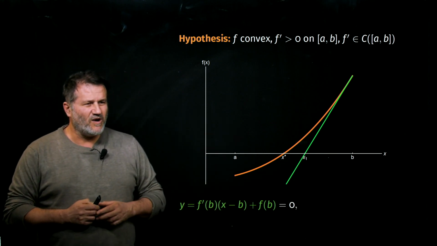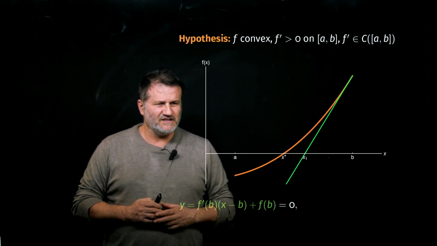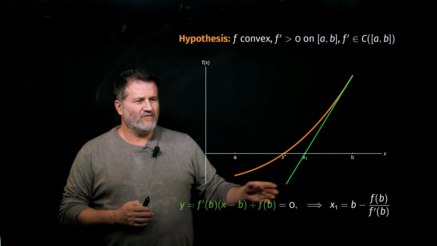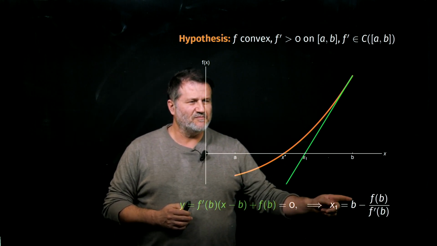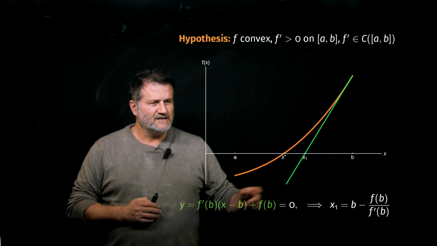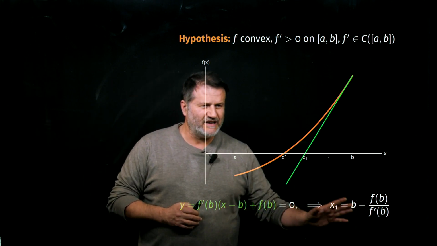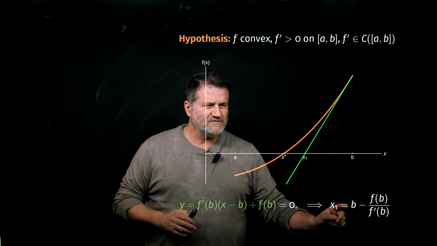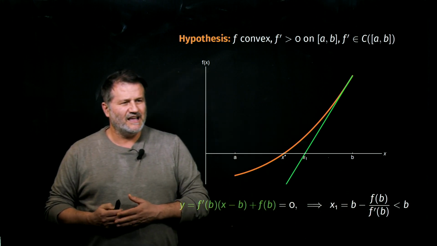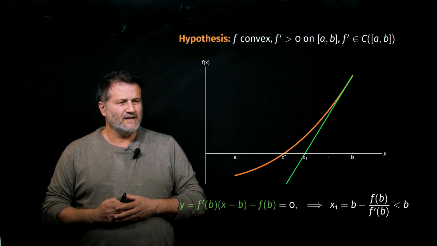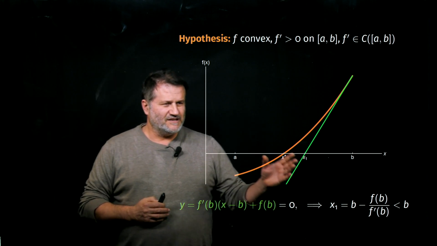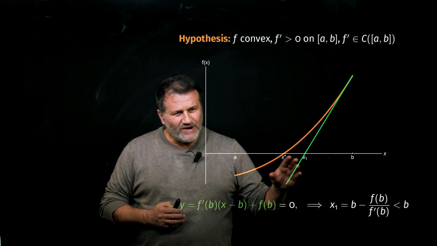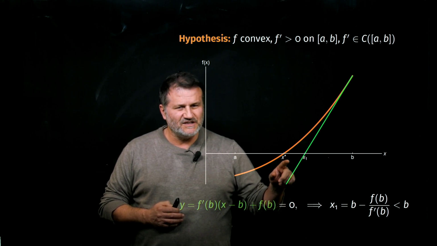Now, this point x1 can be determined by solving this equation equal to 0, from which we get x1 = b - f(b)/f'(b). Since at b the function f is positive and the derivative is always positive, this fraction is positive, and this means that x1 is effectively to the left of b. Now, intuition suggests that this is a good approximation, with respect to b, of the solution x*.